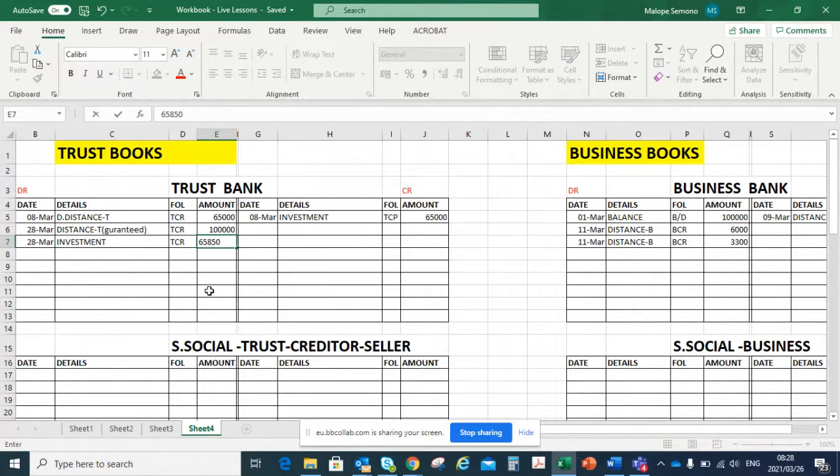65,850. You see, just like that. In other words, you received that 65,000 back, but it has got interest now. Can you see now? So we need to make sure that we know how to do that.